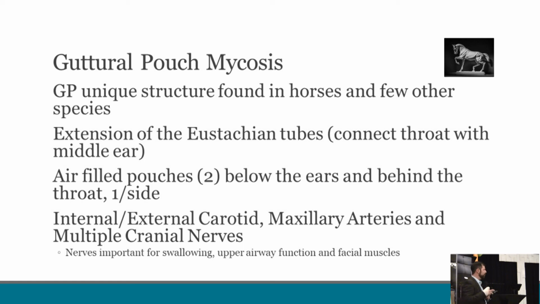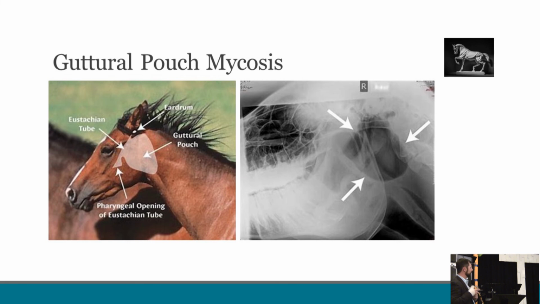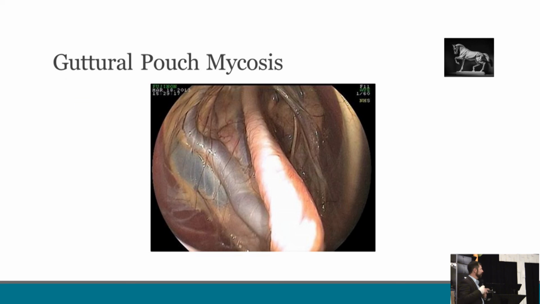So here's a few photos of that. If you were to imagine that this is sort of the back of the horse's throat, here's that tube that's starting in the pharynx and extending to the middle ear there, and this is sort of the enlargement, or the outpouching, of the guttural pouch. On an X-ray, this is kind of what we're looking at right here. Horses are kind of airheads, in case you didn't know. So on a scope, this is what the inside of a guttural pouch looks like.